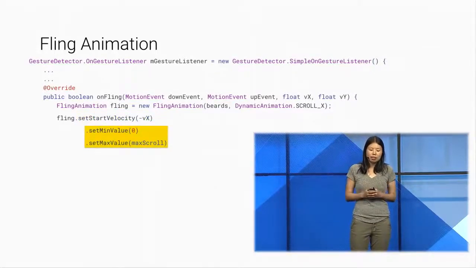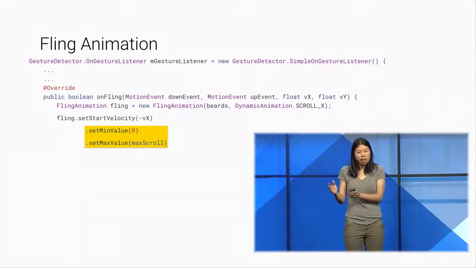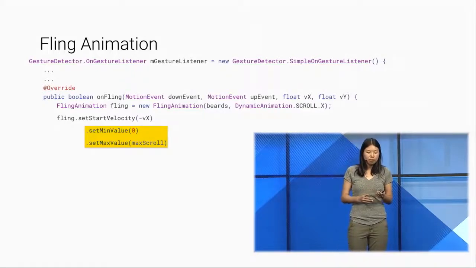And then we're also going to set min value and max value to define the range for this animation. Fling animation would end immediately once it reaches either its min value or max value. And I would encourage you to set a good value range for your animation so that as soon as the animation goes off screen, it should stop right away. Otherwise, the animation might go on for too long without making any change on screen, while it would request redraws and consume a lot of battery.